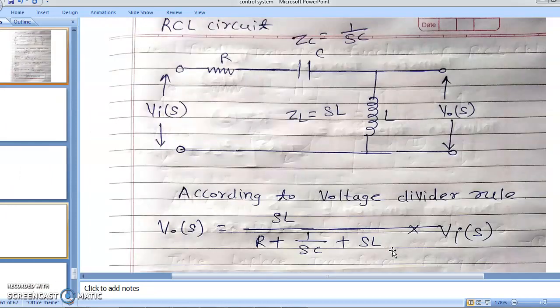We can verify our result by using the voltage divider rule. We can see the input voltage is VIS and the output voltage is VOUT. We are measuring the output voltage across the inductor. This is the resistor, and ZC and ZL are shown here. So what is happening according to the voltage divider rule? VOUT is equal to the impedance of the inductor, because we are measuring the output voltage across the inductor, divided by the total impedance of the circuit, meaning ZR plus ZC plus ZL.